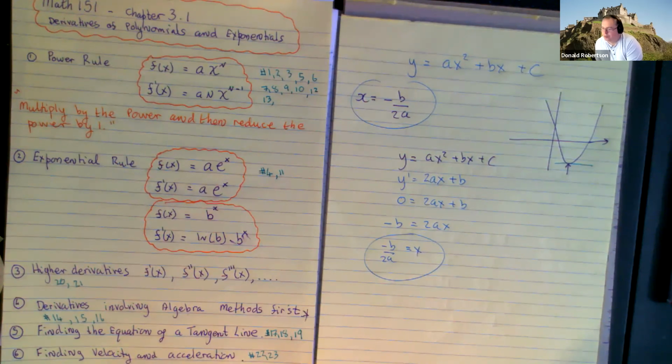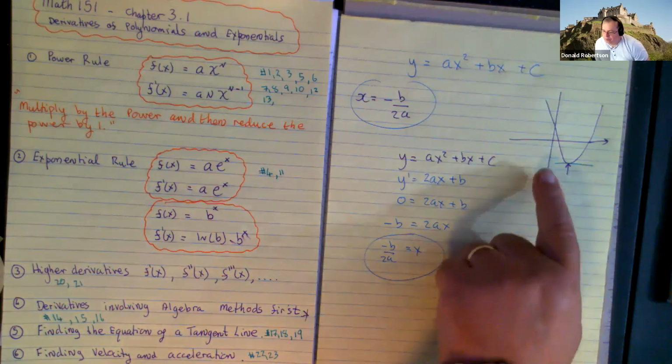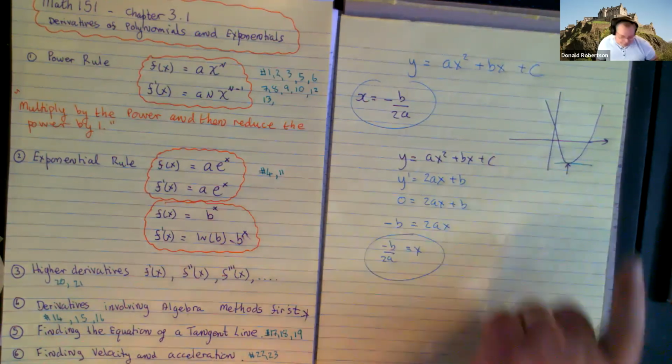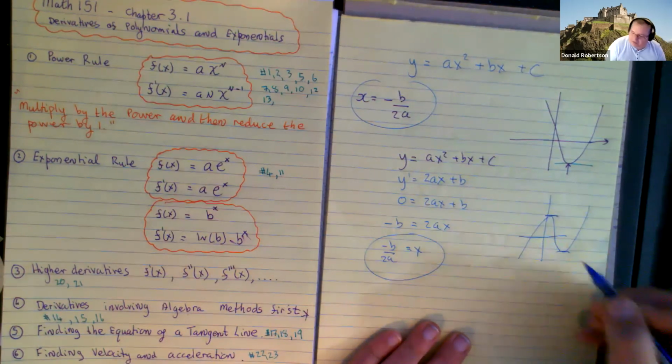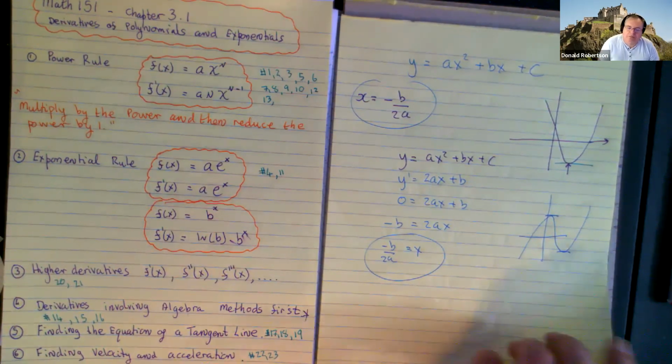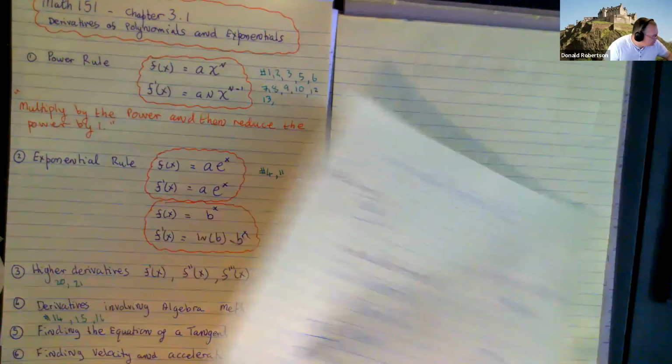I could do a general cubic and figure out where these places are. For a cubic, typically, wouldn't there be two of them? There'd be one here and one there, right? But we could do it.